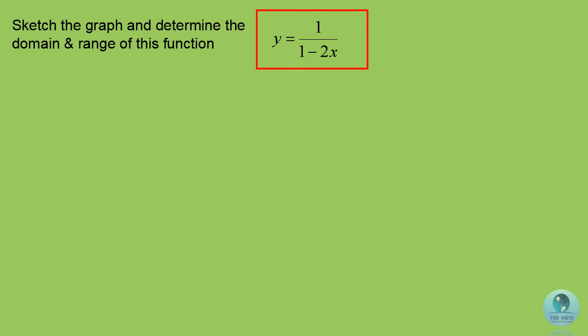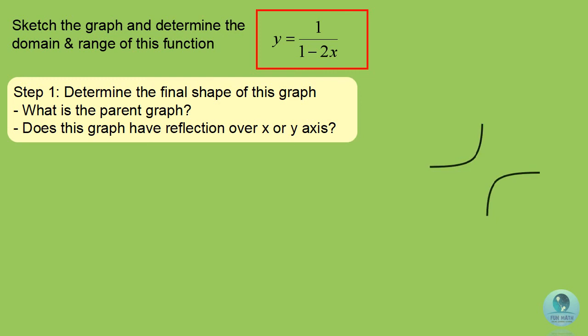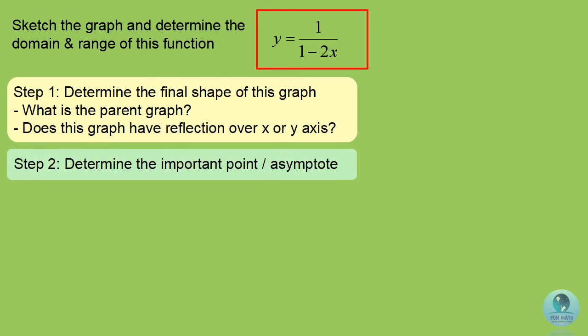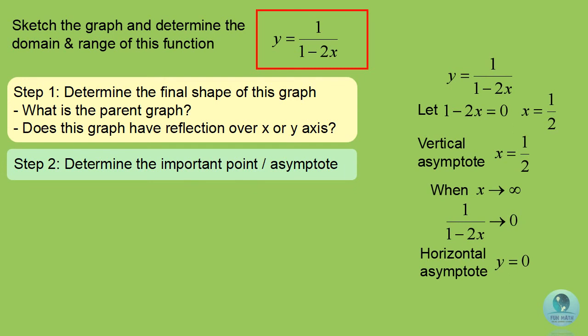To sketch this graph, y equals to 1 over 1 minus 2x. Step 1. This is a reciprocal graph. This function involves a reflection over the y-axis. Step 2. We must find the vertical and horizontal asymptote. To find vertical asymptote, you must let the denominator part, which is 1 minus 2x, equals to 0. So x equals to half. When x is approaching infinity, 1 over 1 minus 2x approaching 0. So your horizontal asymptote is y equals to 0.